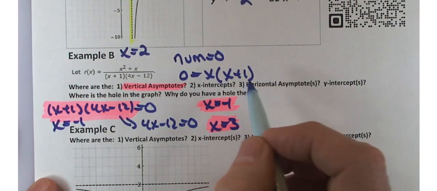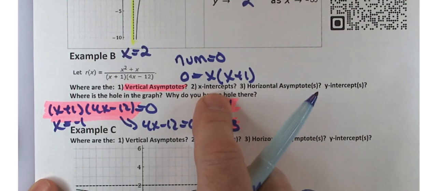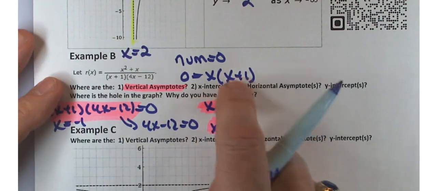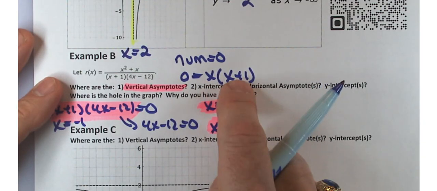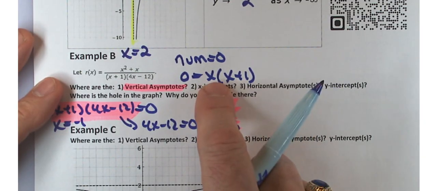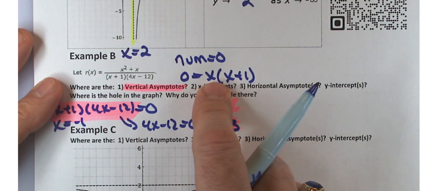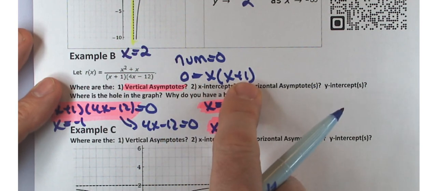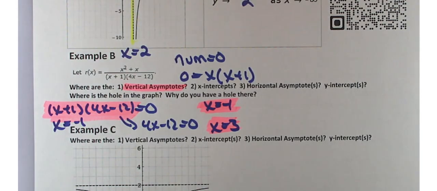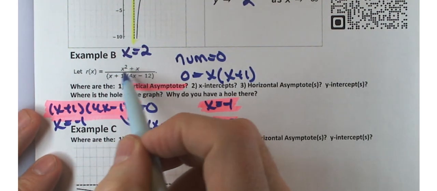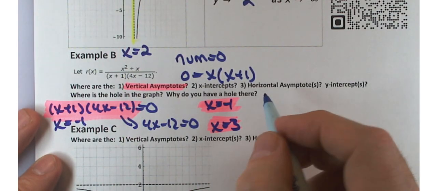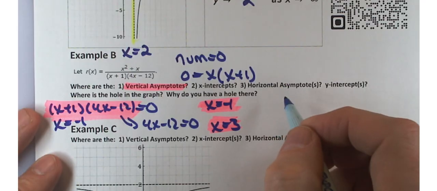And now I see where I could get x-intercepts. Where would those x-intercepts be? 0 would be one of them. Where would the other one be? Say again? -1. -1. Now that -1, I overlooked that when I was looking at this problem. That could be a little bit of a problem, but we'll take a look at that in just a second.